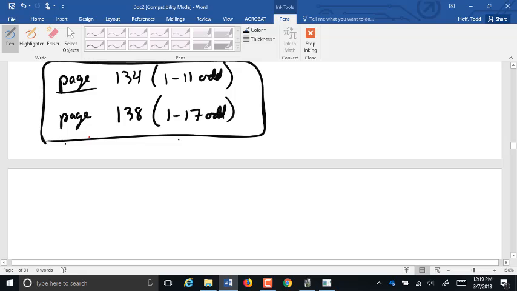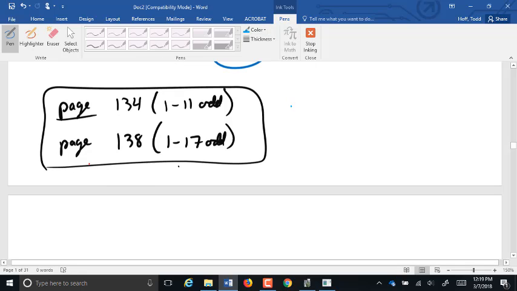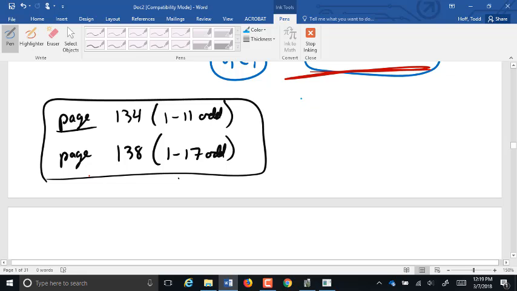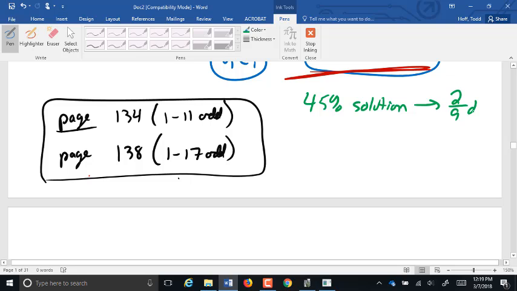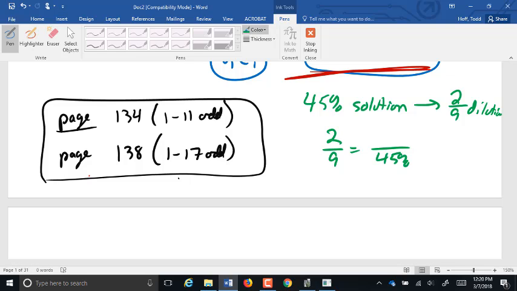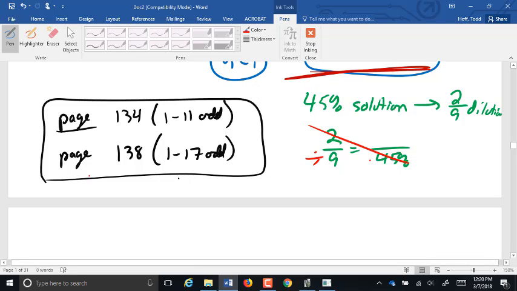So working with these couple of formulas, again, the dilution, if I have a 45% solution that goes through a 2 and 9 dilution, the new percent can be found off of that dilution. Remember, the 45 is the concentrated percent. Cross multiply and divide. 2 times 45 divided by 9 is going to be 10% will be the new solution.